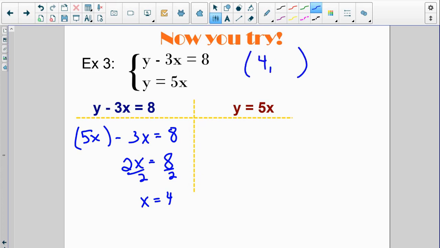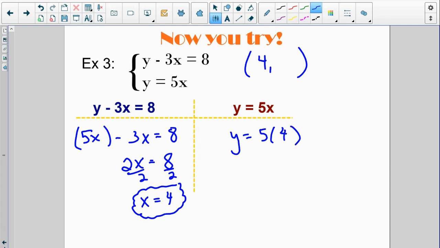But we still need to figure out what the y value is for this system. So we move to the other equation and we use substitution again. So we had y equals 5 times x. But now we know the value of x. Down below, or on the first equation, we solved and we figured out, well, x has to equal 4.